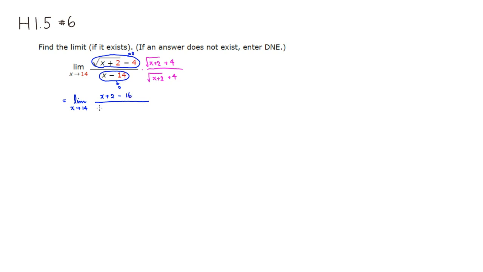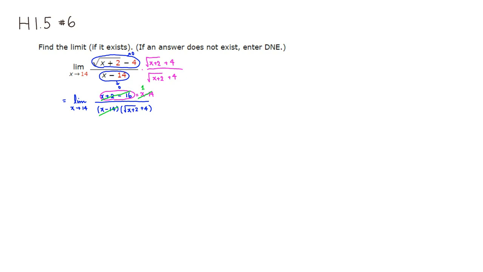On the denominator, we can't really do much, so I'm just going to write down x minus 14 times the quantity square root of x plus 2 plus 4. Then you can see that the numerator, if you simplify it, is just x minus 14. So we can cancel x minus 14 on the bottom and x minus 14 on top, which is the whole top. So it's going to give you 1.